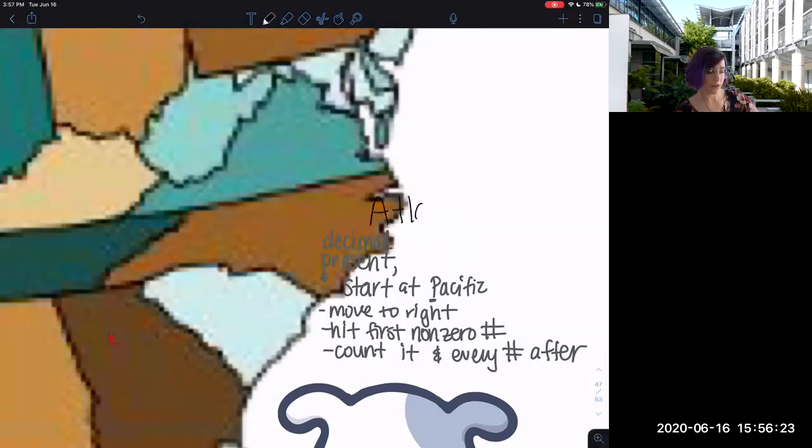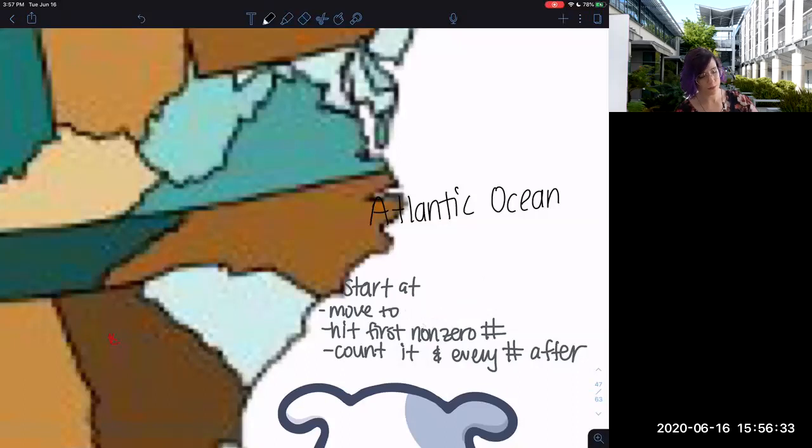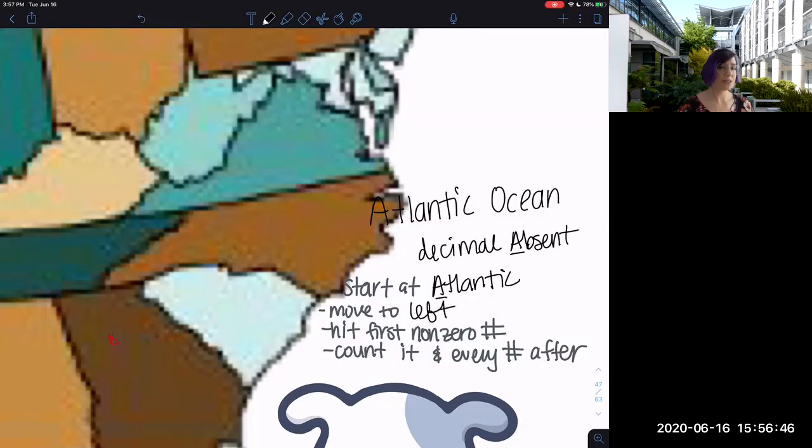Okay, so we have the Atlantic Ocean over here. So this is for a decimal that is absent. So we're going to start at Atlantic and we're going to move to the left across the country. And then same rules apply. Get to your first non-zero, count everything after. Let's try it.